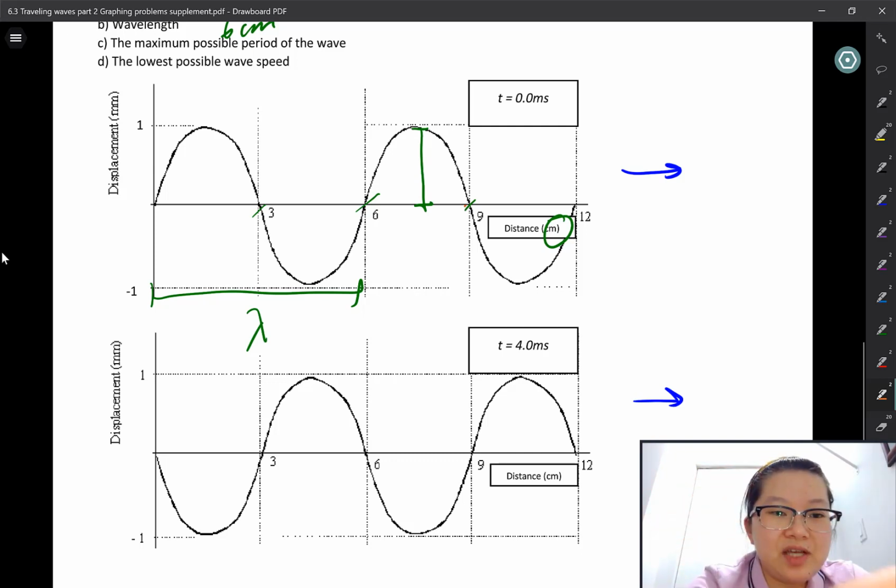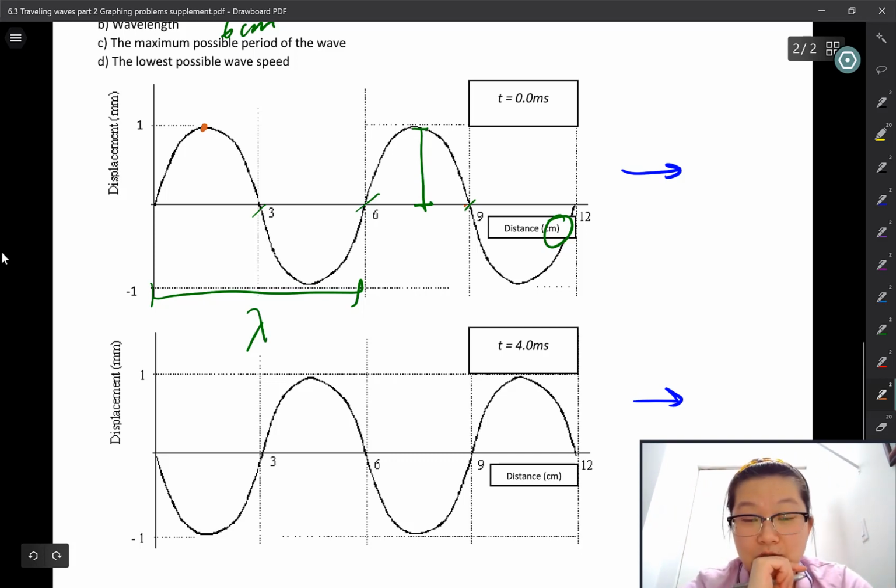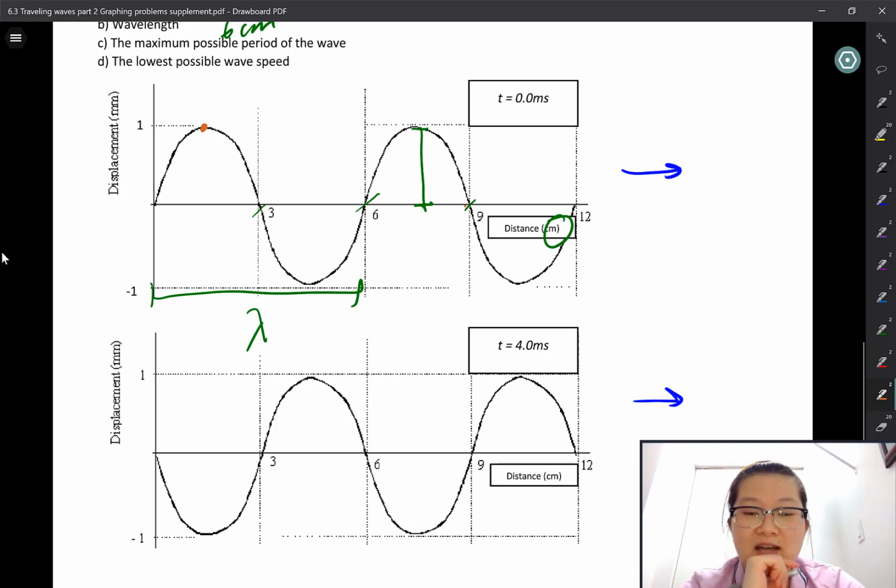So for question C, this guy over here, I'm going to use a crest to track how far this crest has moved from graph 1 to graph 2, because crests are easier to observe and track, as opposed to the middle points of every graph. You can use a trough. It really doesn't matter if it's crest or trough.